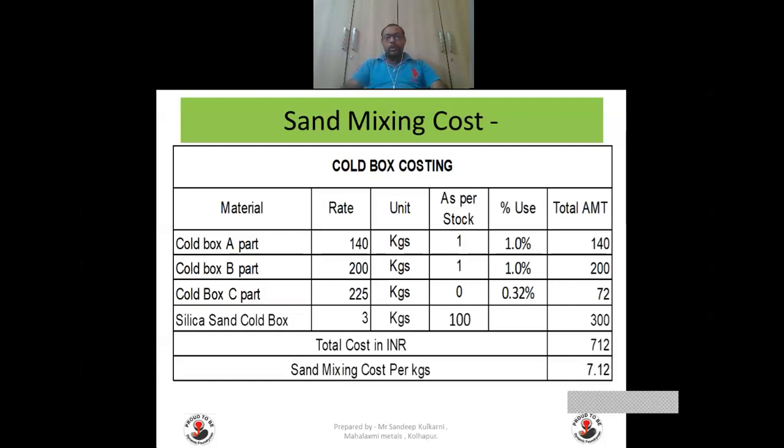Here we are considering ColdBox A part, ColdBox B part, and ColdBox C part, that is amine, and silica sand. I have considered A part as 1%, B part as 1%, and C part as 0.32% of core weight. Here we can see the cost for sand, sand binder and sand mixing is coming around 7 rupees 12 paisa per kg of core weight.